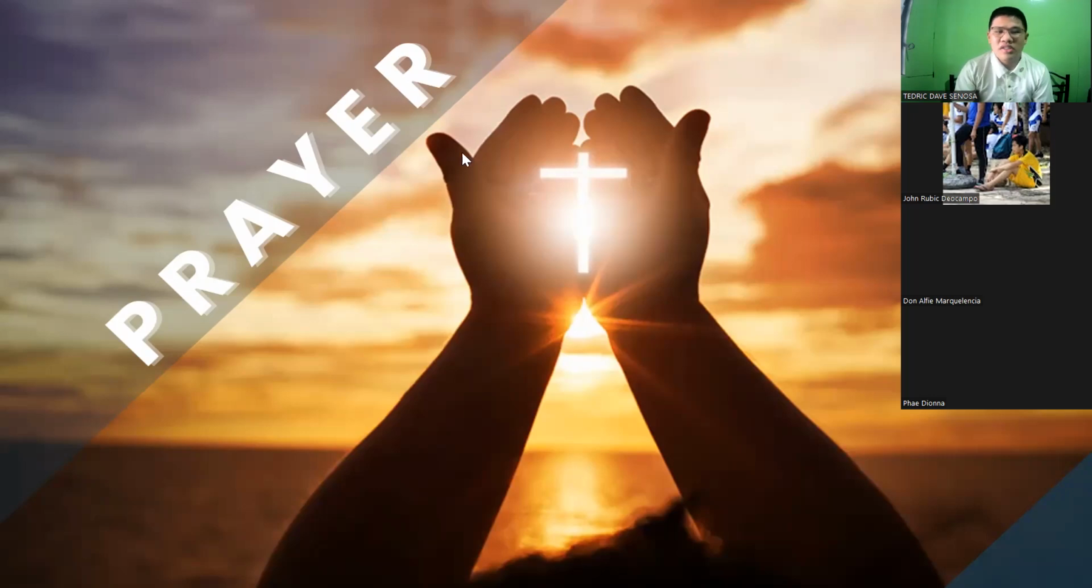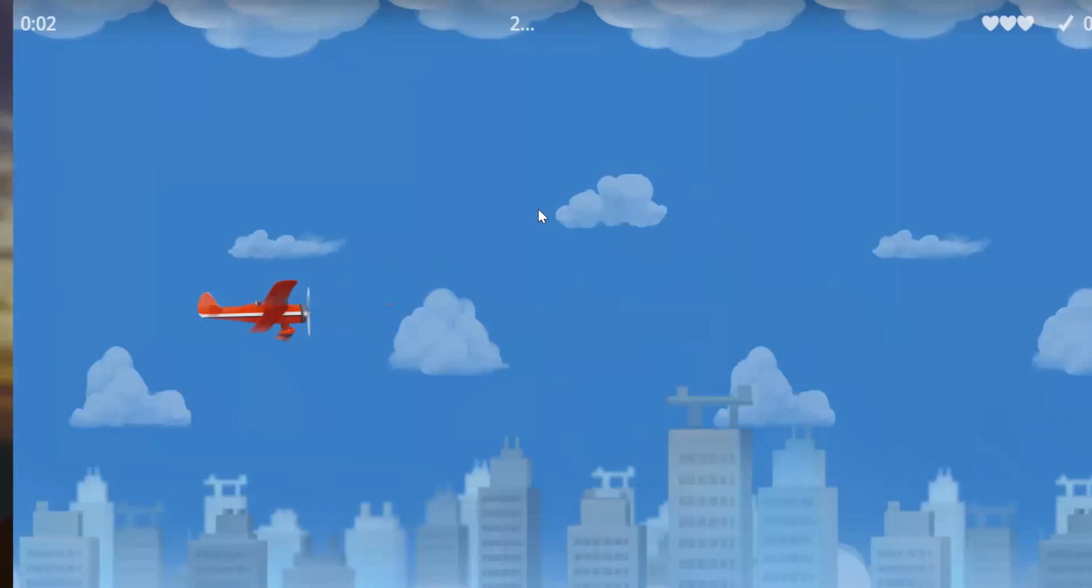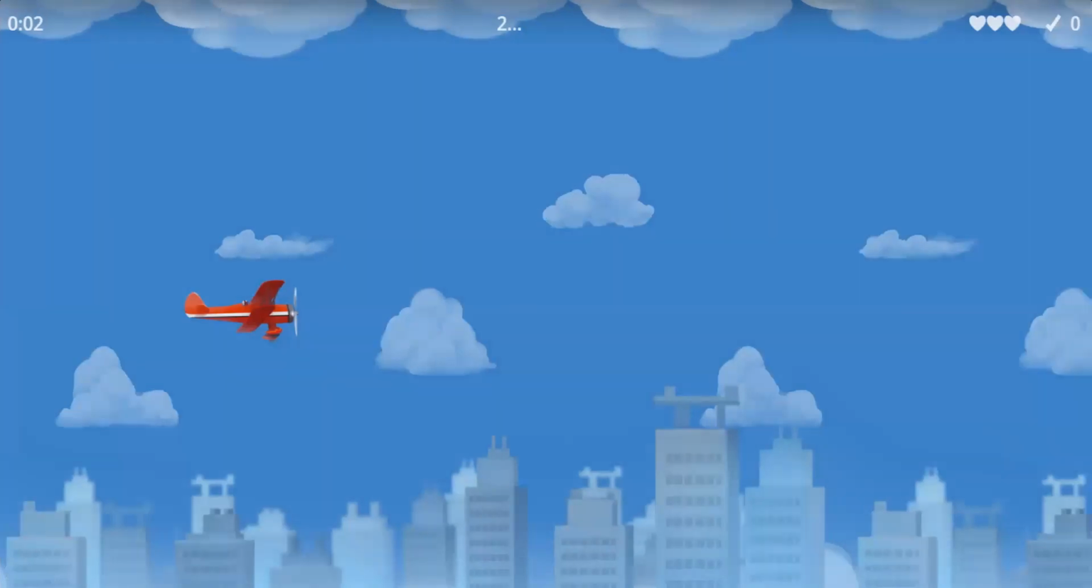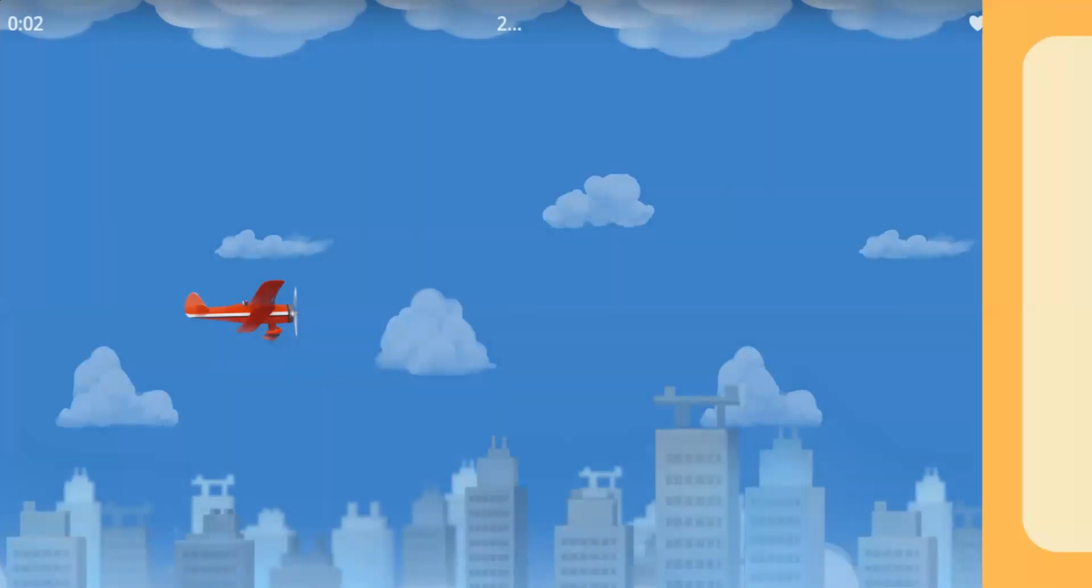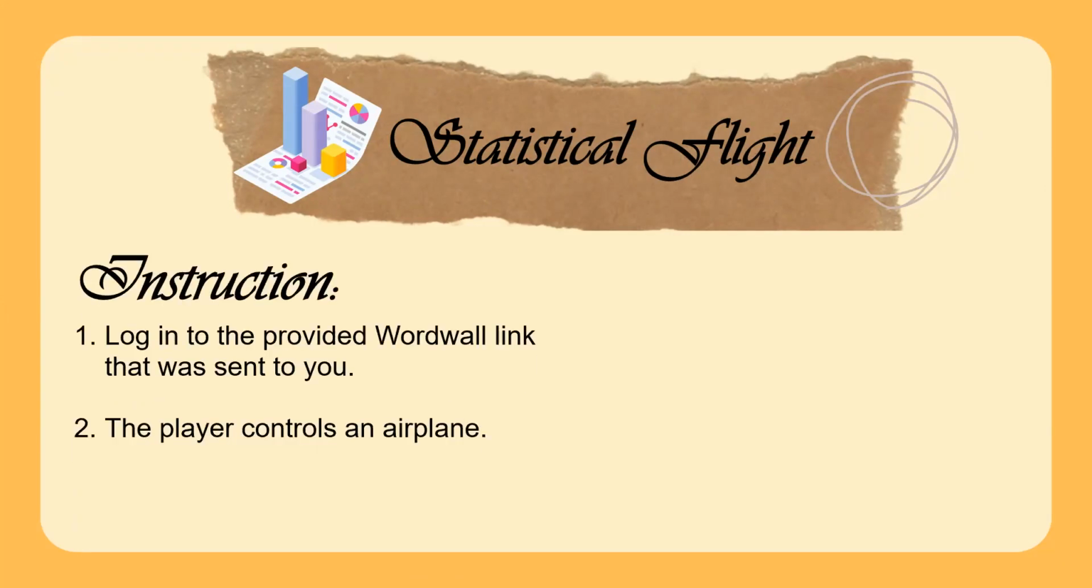So now, before the start of the actual lesson for today, let's have first, of course, motivation. So our motivation for today is about statistical flight. Statistical flight is just the same as last time about word wall, but this is different because last time we had a maze and Pac-Man, but now we will control an airplane or a plane.